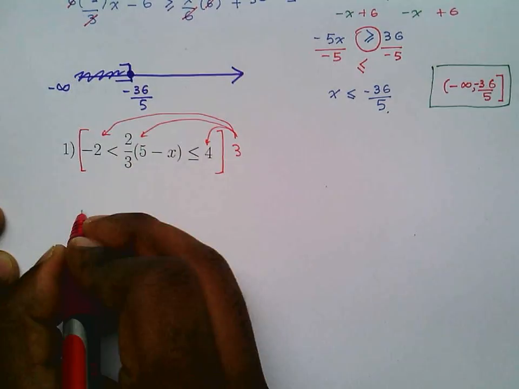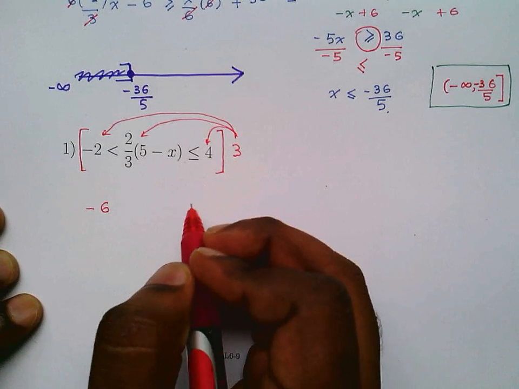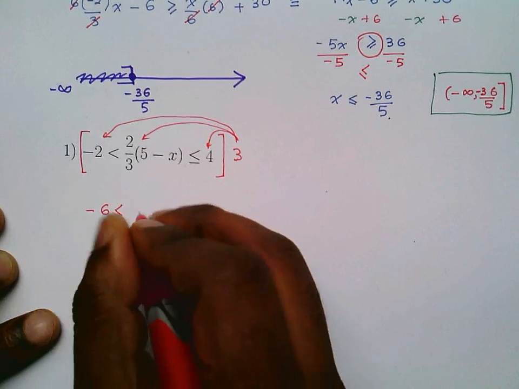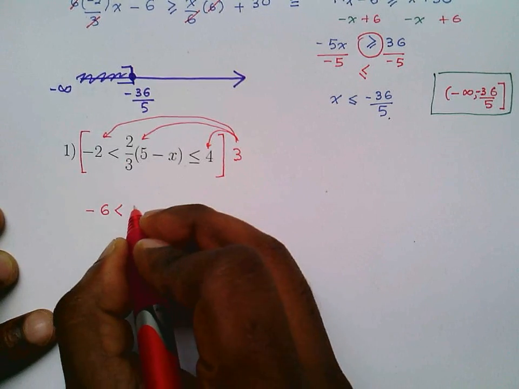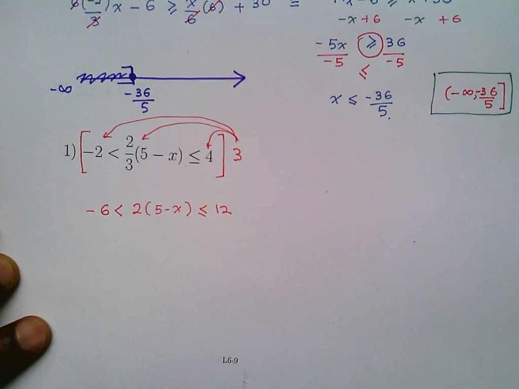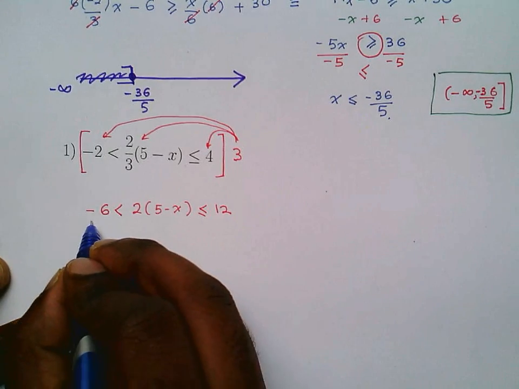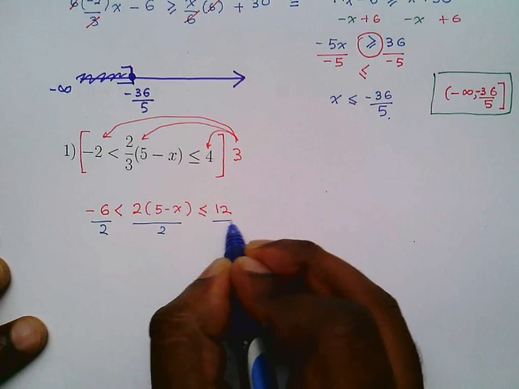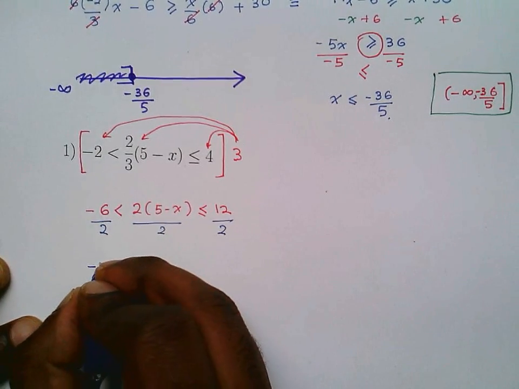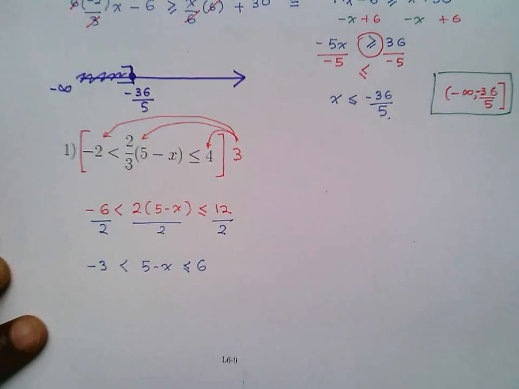Okay, and then you would have negative 2 times 3, that's negative 6, and 3 is a positive number, so there is no worries about changing the inequality sign. Less than 2 times 5 minus x, less than or equal to 12. Okay, so now I have 2 here. Well, in this case I can divide everything by 2. So divide by 2, divide by 2, and divide by 2. So you end up with negative 3 less than 5 minus x less than or equal to 6.